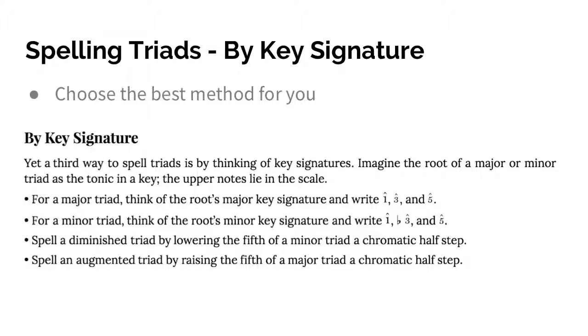And then the last one is by key signature. So this is how I do it, and hopefully by the time you're finished with this class, how you'll think about it. The third way to spell a triad is by thinking of the key signatures. Imagine the root of the chord, of a major or minor chord, is the same as the tonic in a key, okay? So the tonic, which is the scale degree 1, and the upper notes lie in the scale. So for a major triad, think of the root as a major key, and then you write 1, 3, and 5 of that key. If you were writing a minor triad, think of the minor key signature and write 1, flat 3, and 5. If you're writing a diminished triad, you lower the 5th of a minor triad a half step, and then for the augmented, you raise the 5th of a major triad, a chromatic half step.